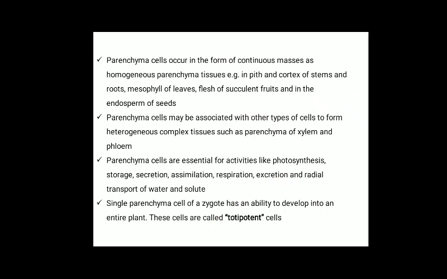Parenchyma cells occur in the form of continuous masses as homogeneous parenchyma tissues. Parenchyma cells may be associated with other types of cells to form heterogeneous complex tissue such as parenchyma xylem and parenchyma phloem. Parenchyma cells are essential for activities like photosynthesis, storage, secretion, assimilation, respiration, excretion, and radial transport of water and solute. A single parenchyma cell of a zygote has the ability to develop into an entire plant. These cells are known as totipotent cells.